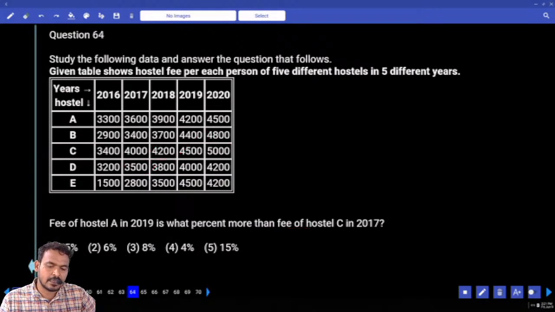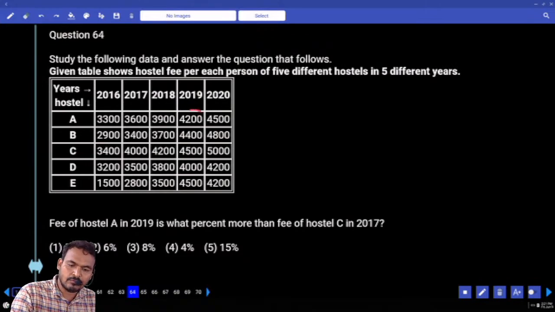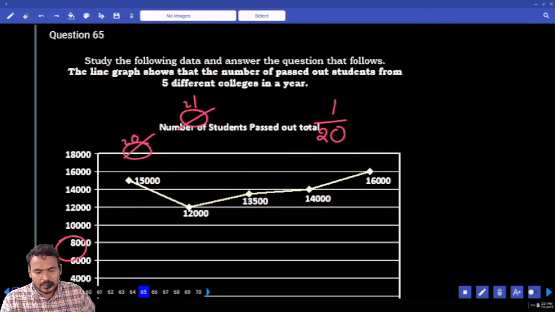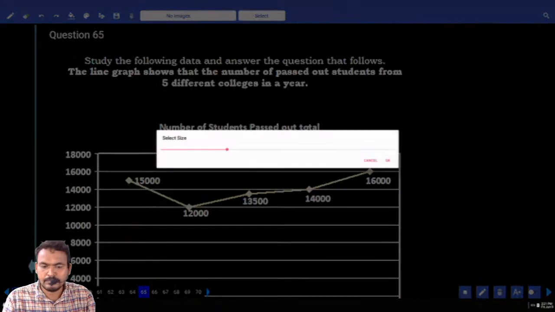Next question number 64. The fee of hostel A in 2019 is what percent more than hostel C in 2017? For 2019, A value 4200, C in 2017 4000. For the ratio, 21:20. How many parts are more? One part, 1 upon 20. For the percentage, 5% or 4%? 5%. Next question number 65.